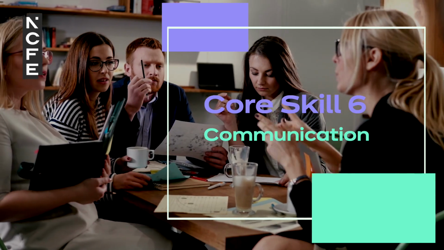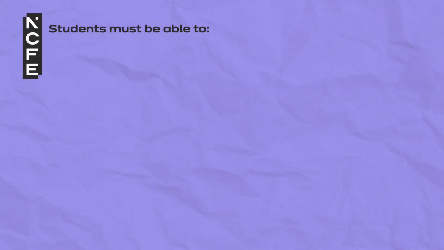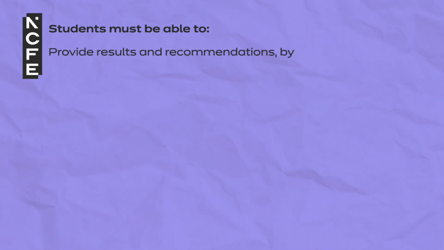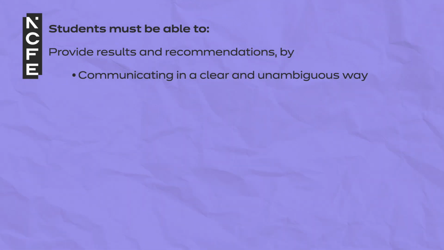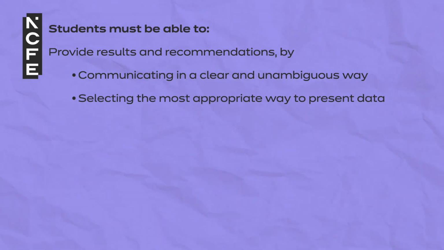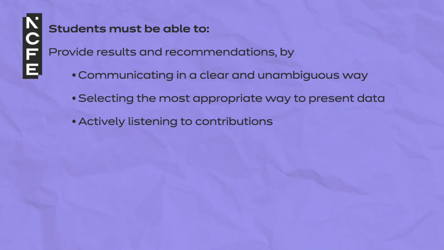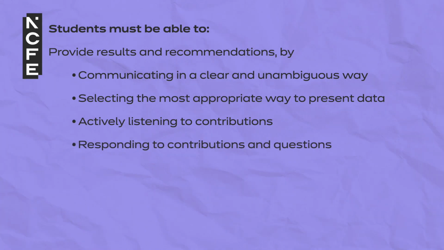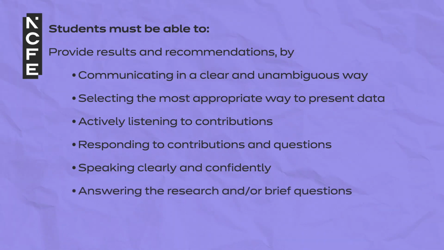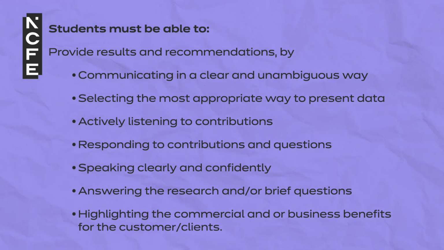Core skill 6 is communication. Students must be able to provide results and recommendations by communicating in a clear and unambiguous way, tailoring language and technical information to the audience, selecting the most appropriate way to present data, using images and other tools such as infographics, actively listening to contributions and asking follow-up questions to test understanding, responding to contributions and questions using a tone and register that reflects the audience, speaking clearly and confidently, answering the research and/or brief questions, highlighting the commercial and/or business benefits for the customer or clients.